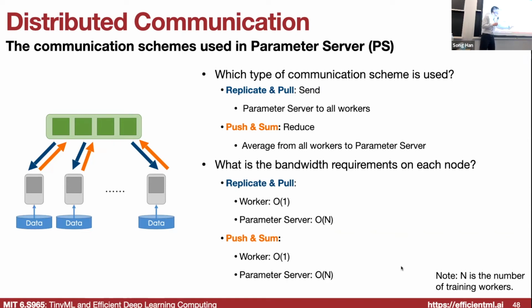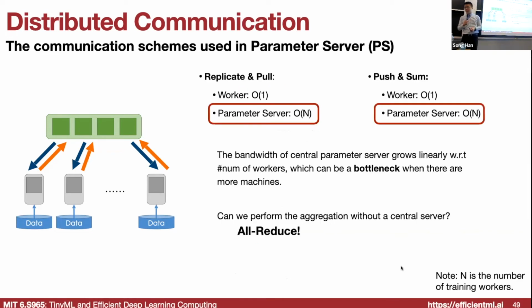For push and sum, similarly, for the worker I only need to send one copy, but the parameter server needs to handle n workers. So the parameter server is clearly the bottleneck for this bandwidth requirement. Okay. So we want to perform aggregation without this centralized server, using this all-reduce mechanism.